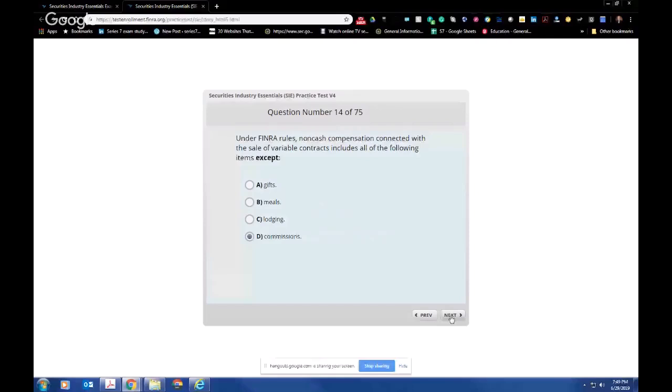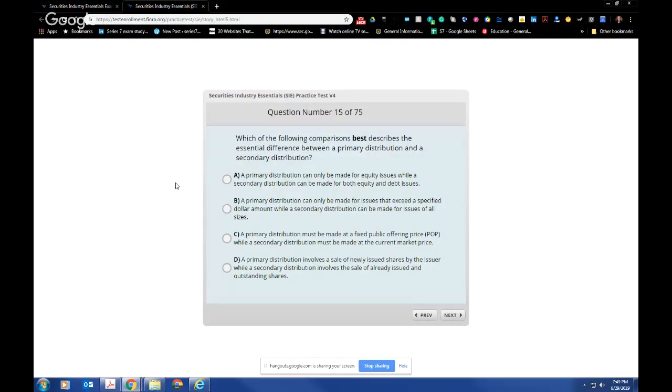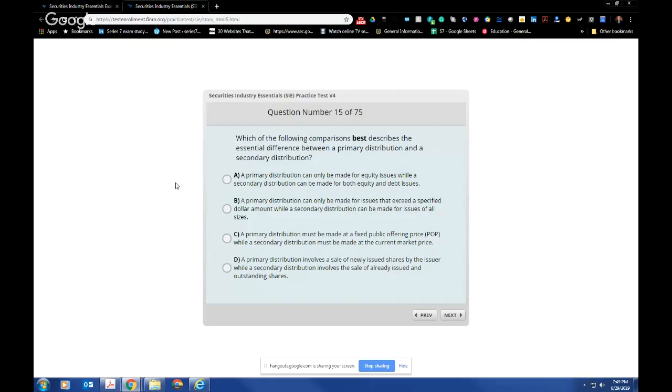Which of the following comparisons best describes the essential difference between primary distribution and secondary? I think I had this one and the other one. A primary can only be made for equity issues? No. Primary distribution can only be made for issues that exceed a specified dollar amount? No. Primary distribution must be made at a fixed public offering price? No. A primary distribution involves the sale of newly issued shares by the issuer. That's true. So primary means the issuer is selling their shares. And a secondary involves, let's say you have Microsoft selling their shares. That's a primary. But if Bill Gates wants to sell some of his shares, that's a secondary.